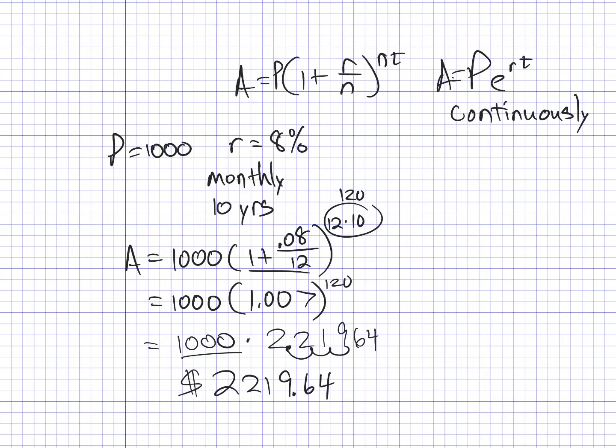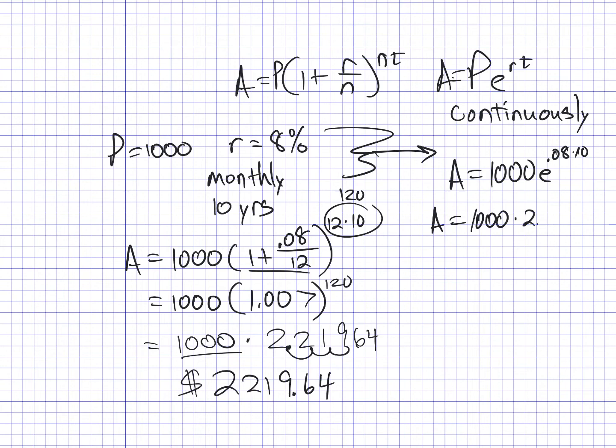All right, let's do continuously. So same problem, except continuously. So $1,000 times e, the rate is 0.08 for 10 years. What does that give you? Everybody figure it out. All right. So 1,000 times 2.22554. So move the decimal 3 places to the right. $2,225.54.